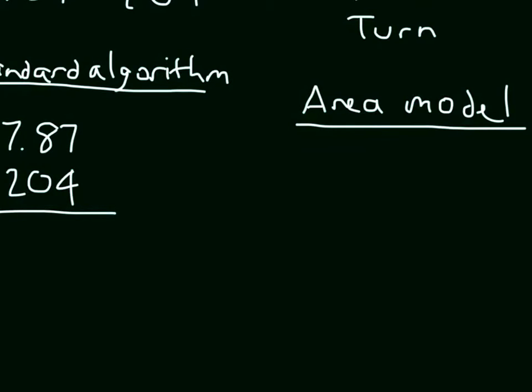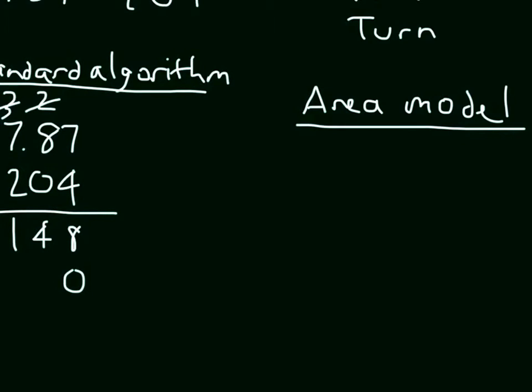And so for the standard algorithm, 4 times 7 is 28. 8 regroup a 2. 4 times 8 is 32. Plus 2 is 34. 4 regroup a 3. 4 times 7 is 28. Plus 3 is 31.